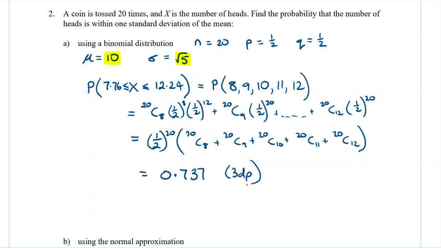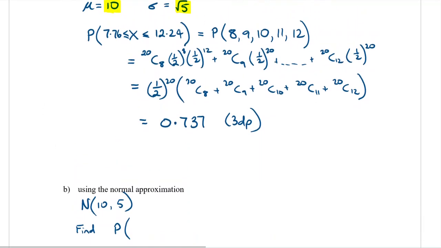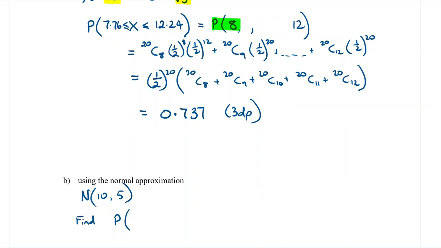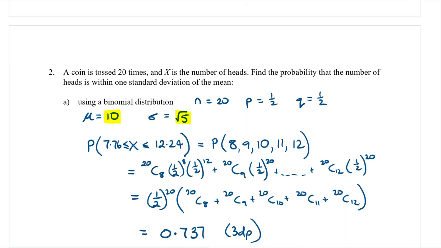Are we ready? People are still writing? Okay, normal approximation. Our n is still 10, 5. That was the same as before. We are trying to find the probability of, now we were finding up here 8, 9, 10, 11, 12. Oh dear, I just deleted things. Let's go back. No, oh, there we go. Okay, in here, in the binomial, 8, 9, 10, 11, 12 were the ones we were finding.